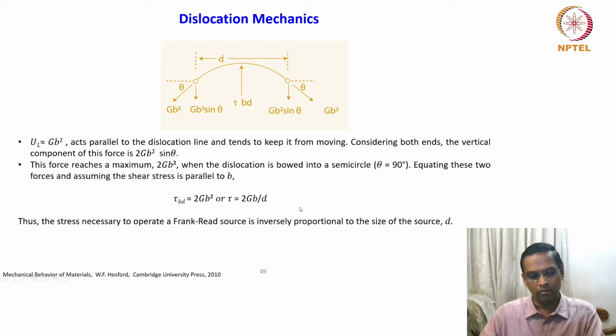So what does it give? What is the physical meaning of that? The stress necessary to operate the Frank-Read source is inversely proportional to the size of the source, D. So the shear stress is inversely proportional to D. If D is small, that means the two obstacles are placed very closely, then accordingly the required shear stress will vary. So that is what it means.